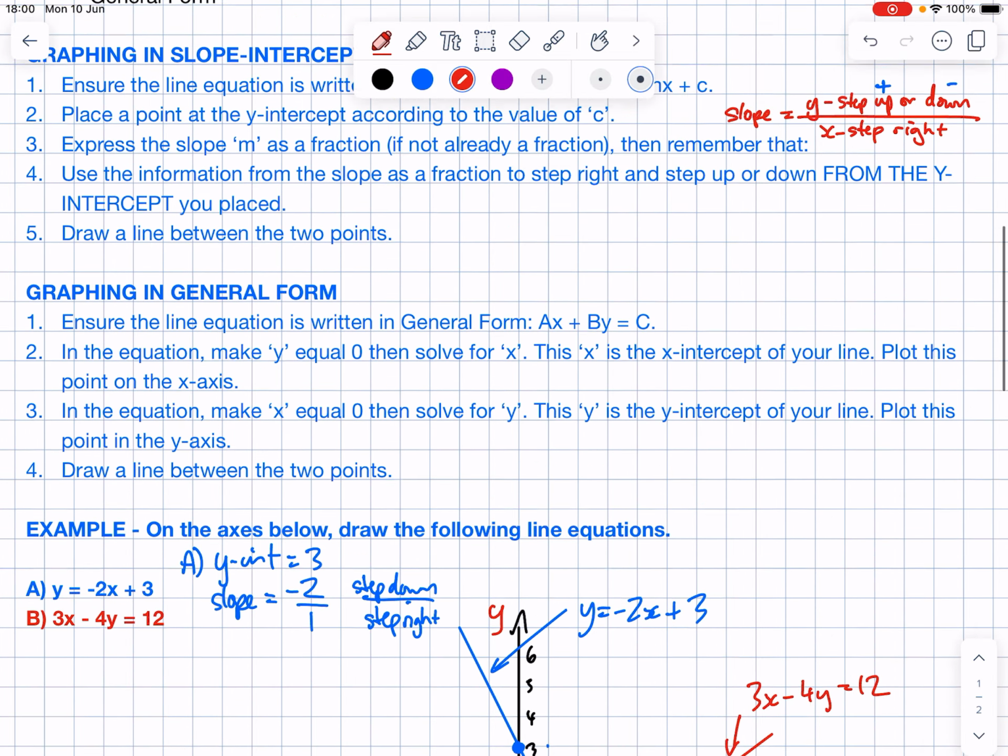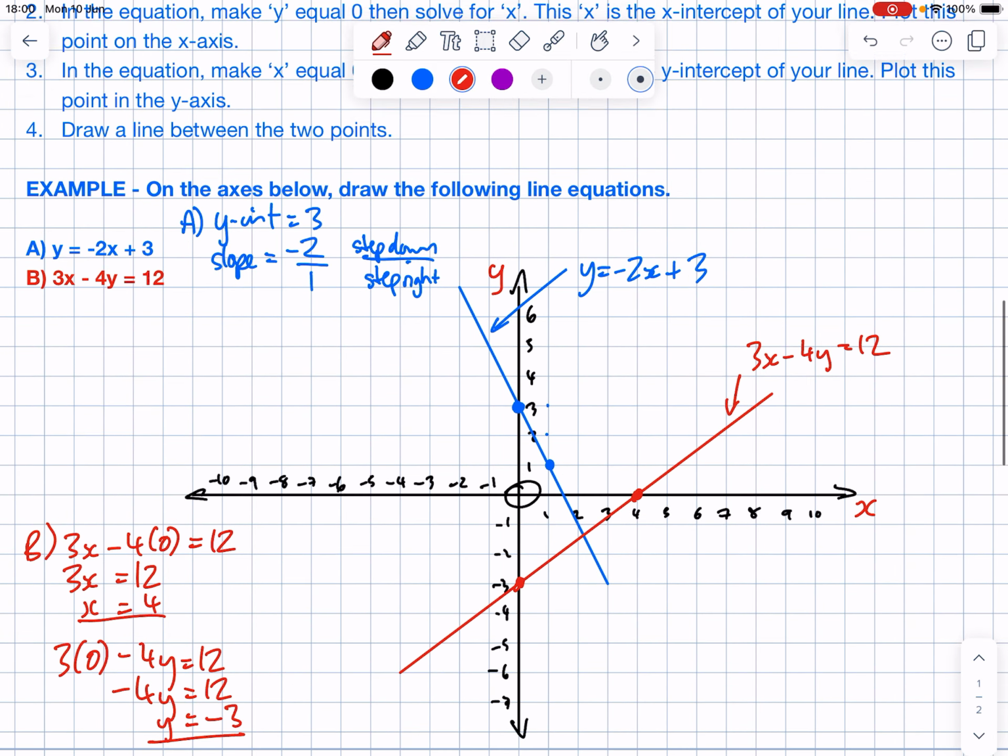So that is how you draw lines in slope-intercept form and in general form.